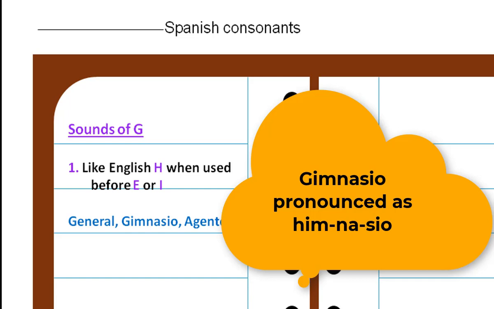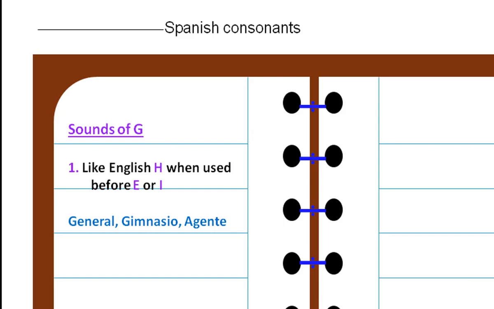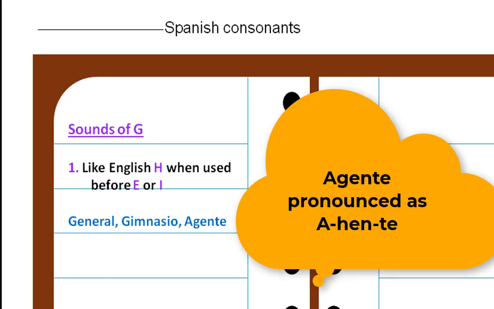Gimnasio, which means a gymnasium. The third one: A itself is a vowel, and we have A before G. Again, a three syllable word. Applying the rule, it becomes hen. So A, hen, te, agente, which means agent. So let's speak out these three words again.